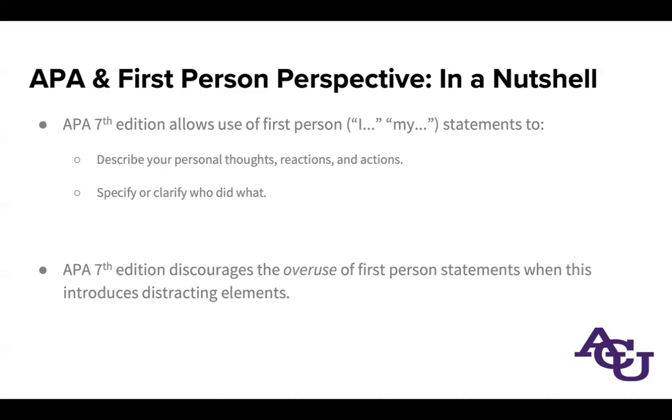So I believe that, I selected this, my first reaction. Those are all the kinds of phrasings that you are allowed to and encouraged to use when you're talking about your things. Now, what APA 7th edition discourages with first person is the overuse of first person statements when it's not relevant and not helpful.